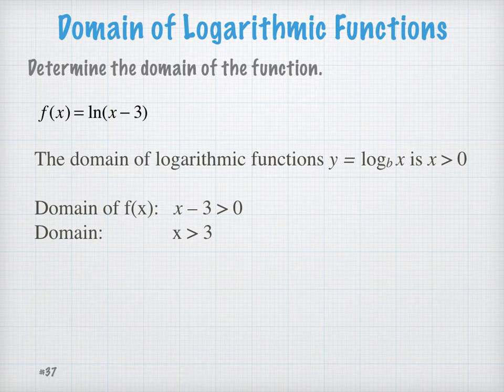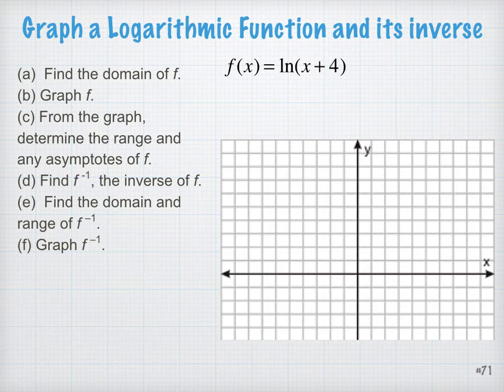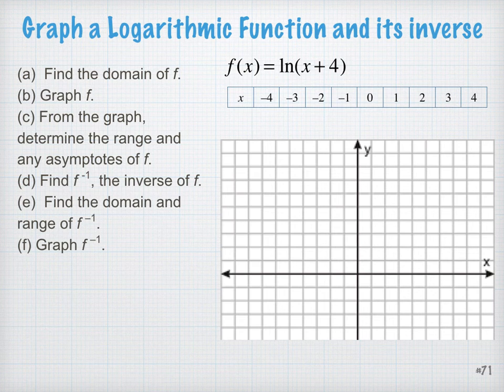That's our domain. Right, now that we're talking about domain, let's bring range into it, and let's actually graph a logarithmic function along with its inverse. The function is given as f of x equals natural log of (x plus 4). And we have a whole bunch of things that we have to determine about this. But before we do all that, let's start with a simple table of values.